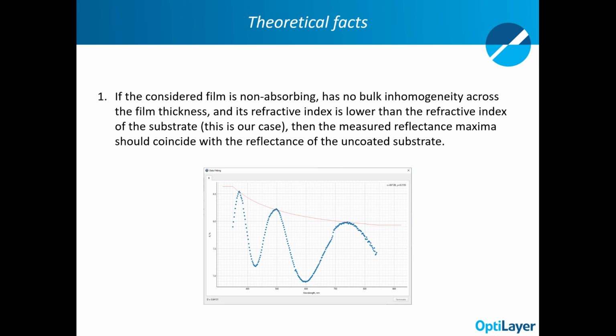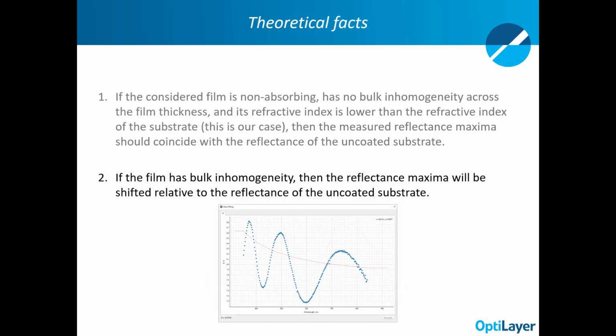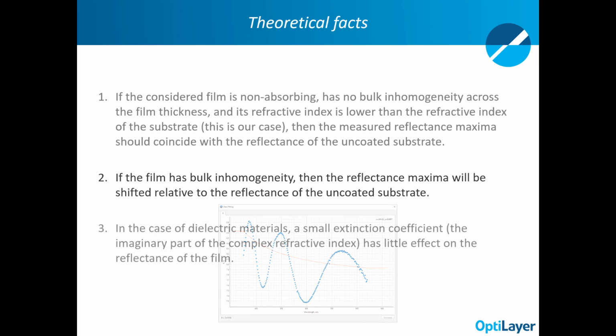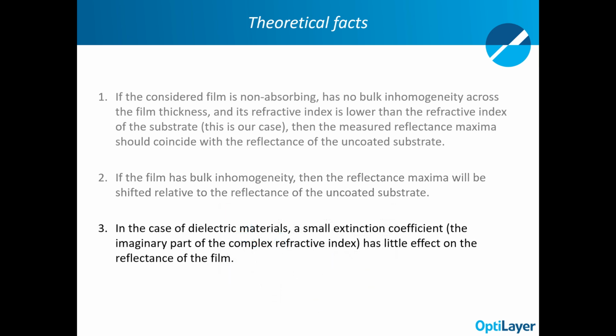1. If the considered film is non-absorbing, has no bulk inhomogeneity across the film thickness, and its refractive index is lower than the refractive index of the substrate, this is our case, then the measured reflectance maxima should coincide with the reflectance of the uncoated substrate. 2. If the film has bulk inhomogeneity, then the reflectance maxima will be shifted relative to the reflectance of the uncoated substrate. 3. In the case of dielectric materials, a small extinction coefficient, the imaginary part of the complex refractive index, has little effect on the reflectance of the film.